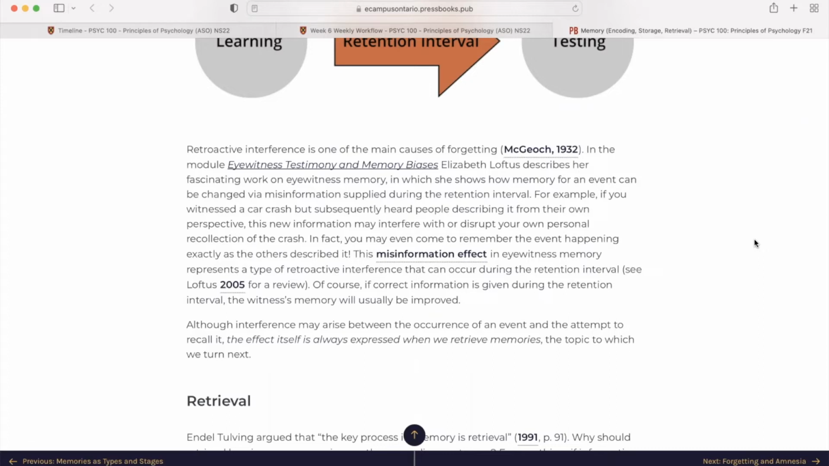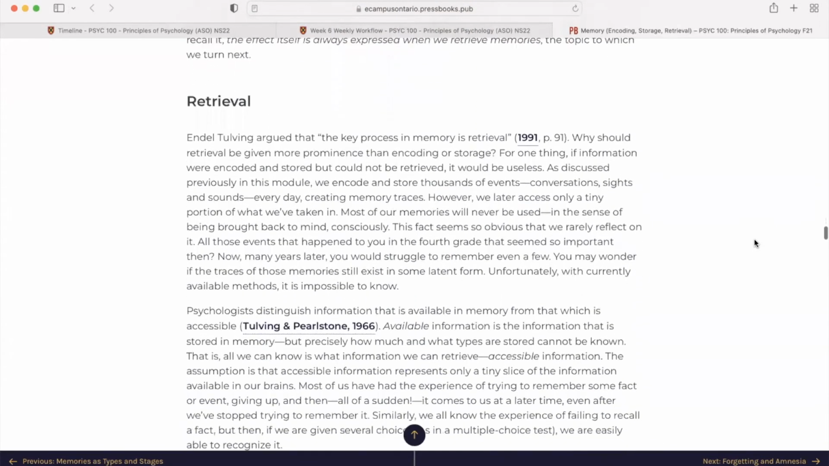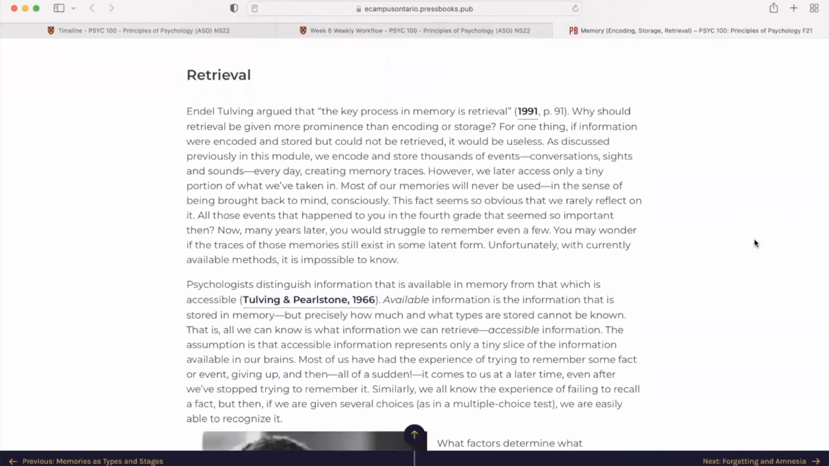Although the interference may arise between the occurrence of an event and the attempt to recall it, the effect itself is always expressed when we retrieve memories, the topic to which we will turn next. Yes, how are we going to retrieve all this information?